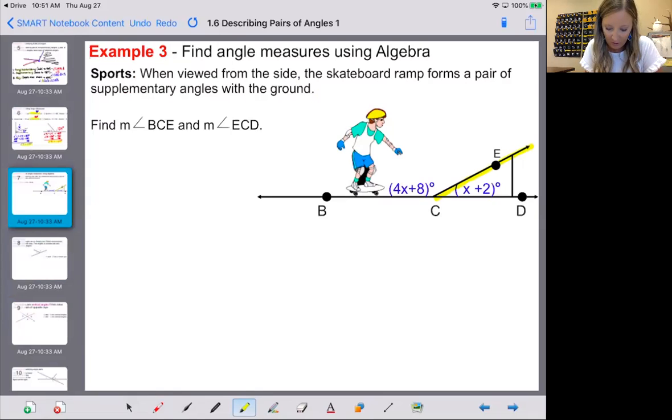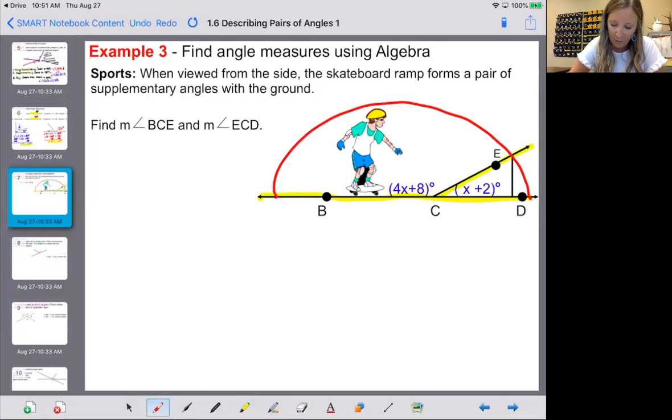So if you notice across the ground here, we have a straight line. And then we have the skateboard ramp coming down and creating two angles. We have an angle over here on the left, and we have an angle over here on the right. Okay, so it's saying that those are supplementary. So right off the bat, I'm going to take my picture and I'm going to label it. I'm going to say that these are supplementary. They equal 180. Okay. So the question is to find the measure of BCE, so that's this side, and to find the measure of ECD, which is this side. So we want to find both of those angles from each part.